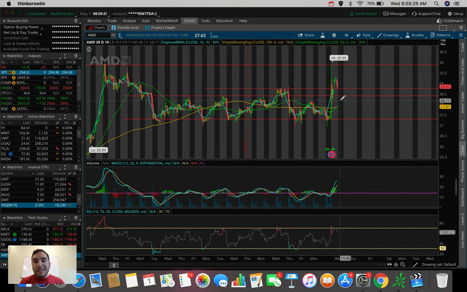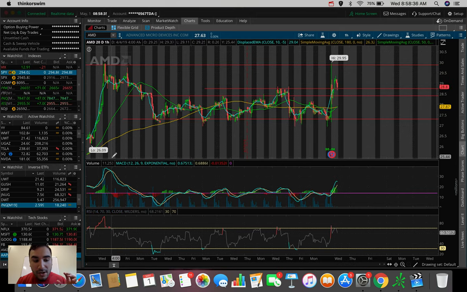But if we break back down to the 28 level, especially if we break 28.75 and we start to break into the lower 28 level, that's going to be worrisome in my opinion on AMD.